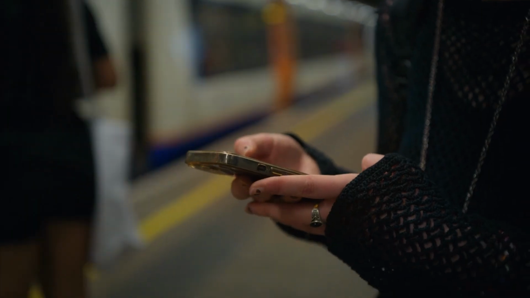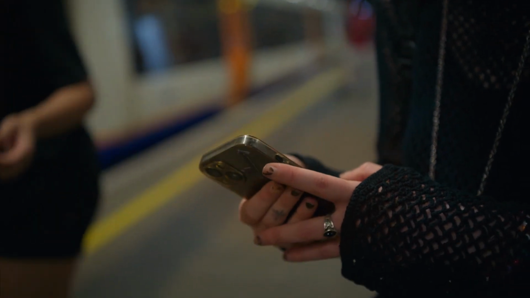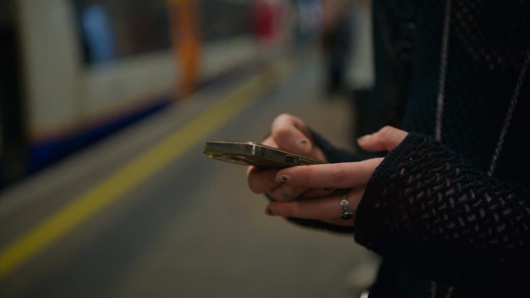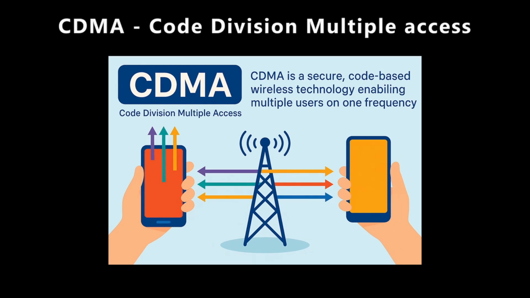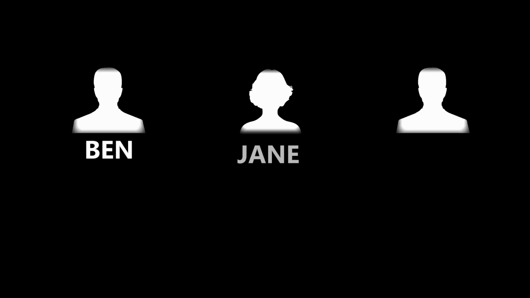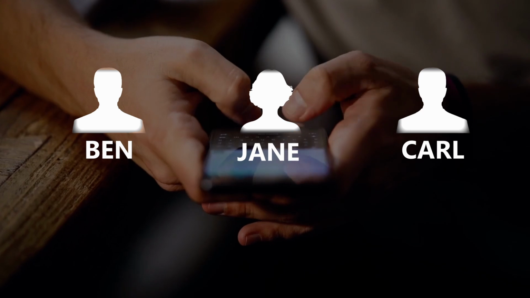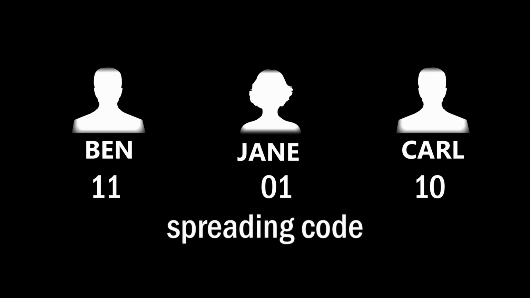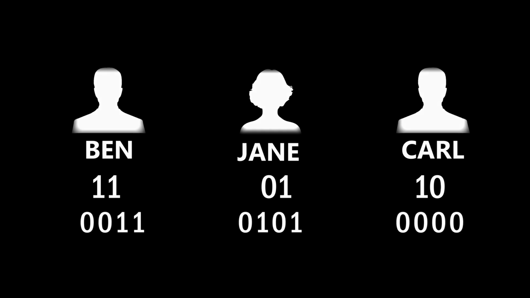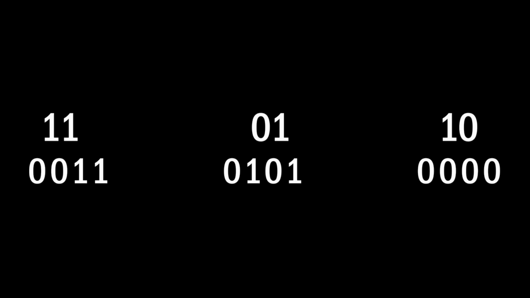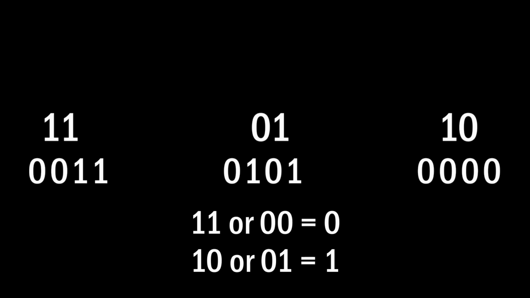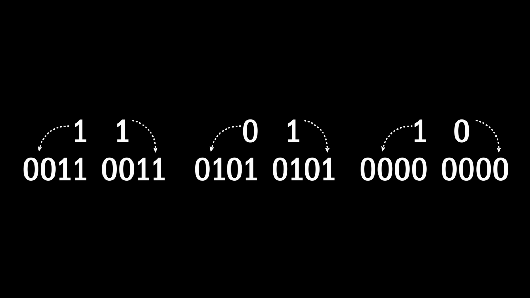But to further increase the scalability, especially with the rise of computers and mobiles, we got the solution, and it is called CDMA. Let's say Ben, Jane and Carl are in the same room calling their friends. Here we assign a binary value for Ben, Jane and Carl. For these 3 users, a spreading code is given. Let it be 0011, 0101, 0000. Relate the assigned number with the code. If both digits are same, the output is 0. If not, it's 1. So the sequence will form like this.